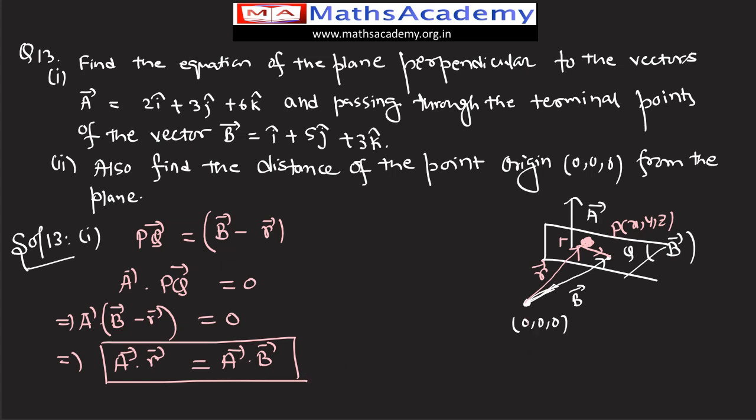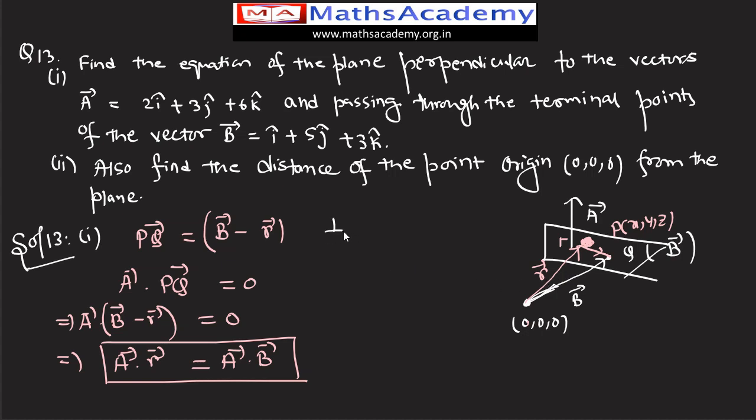Now they are asking, can we find the distance of the origin from this plane. So we are going to calculate the perpendicular distance of the origin from this plane. If you take the projection of the OQ vector, that means the b vector, on the vector a, because this is the perpendicular, then you are going to get the perpendicular distance of the origin from the plane.